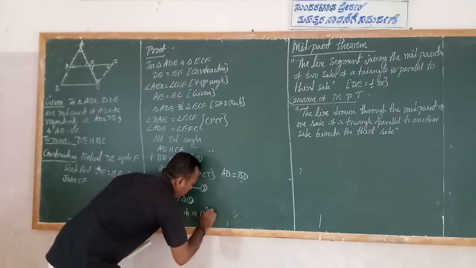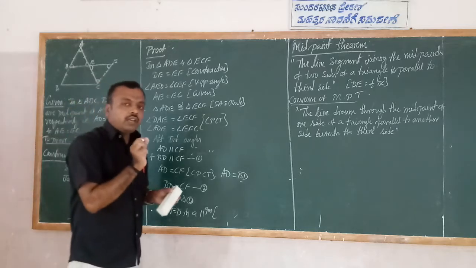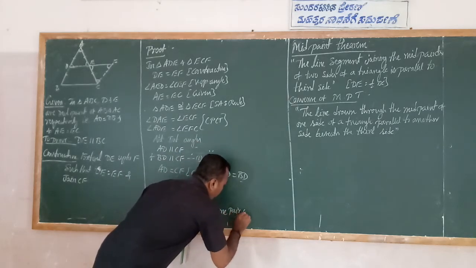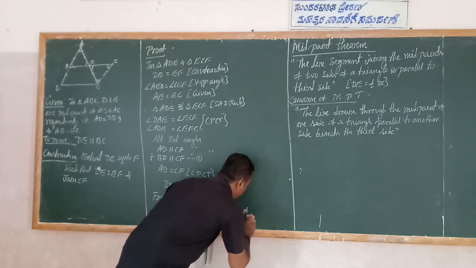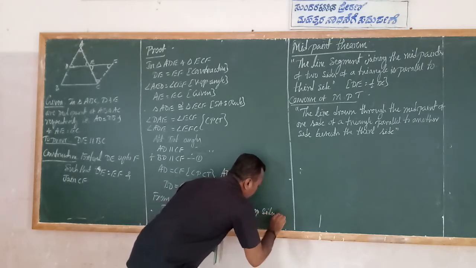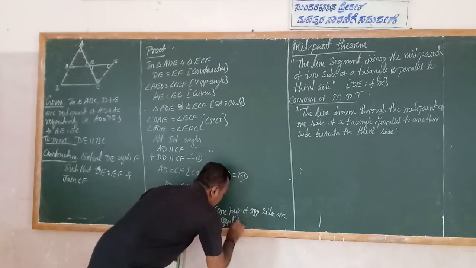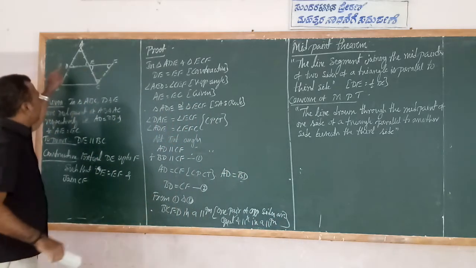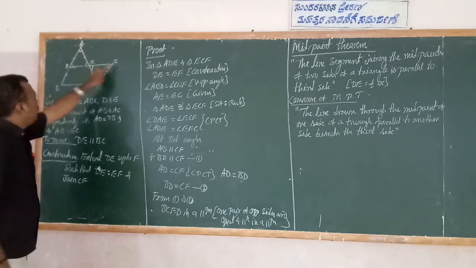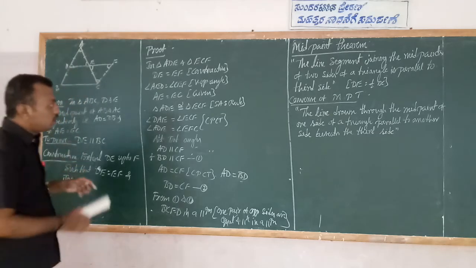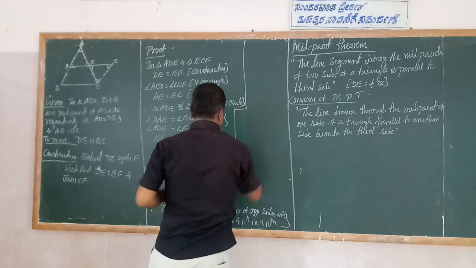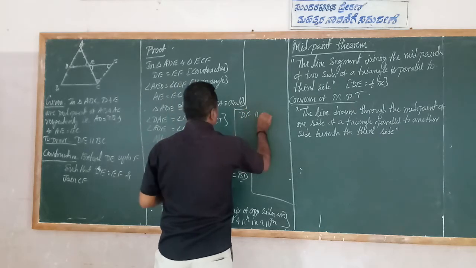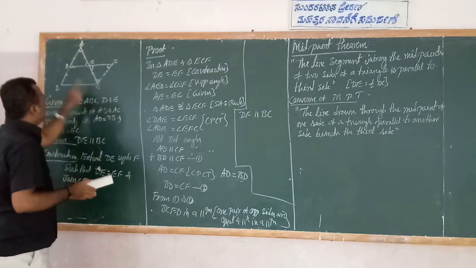BCFD is a parallelogram because in any quadrilateral, if one pair of sides are parallel and equal, then it is called a parallelogram. That's why one pair of opposite sides are equal and parallel in a parallelogram. That's why BCFD is a parallelogram. Now, afterwards, DF is parallel to BC because BCFD is a parallelogram. Correct? DF is parallel to BC as well.